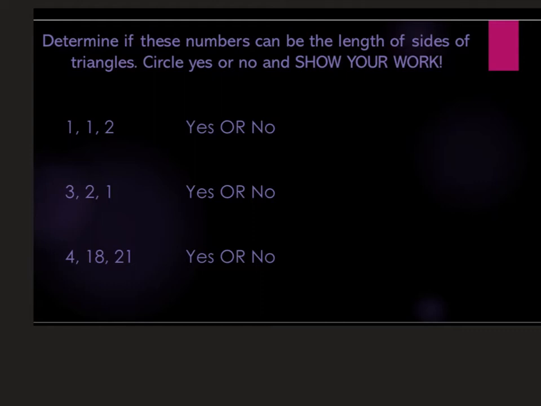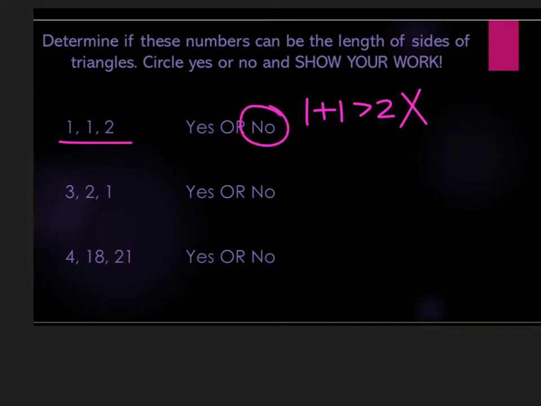So here they give us three side lengths, 1, 1, 2. We have to figure out if it's a yes or a no. Can this make a triangle? So remember, you take two sides. Let's just take 1 plus 1. It has to be greater than the third side. Well, 1 plus 1 is 2. 2 is not greater than 2, right? They're equal. So already that fails, and I can put a no.